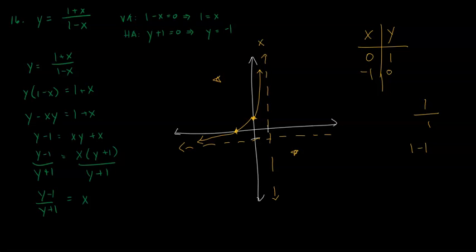Find some numbers that are greater than the asymptote. So we can do like 2. Go ahead and put 2 in there. Okay, 1 plus 2 is going to be 3. And then 1 minus 2 is going to be negative 1, which gives me a negative 3. Okay, and then that is going to be 2, negative 3, right here.